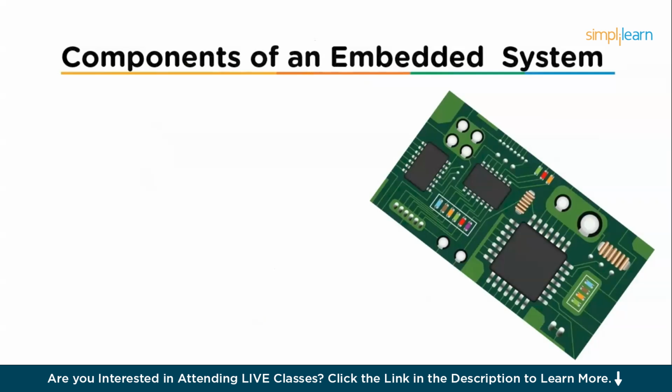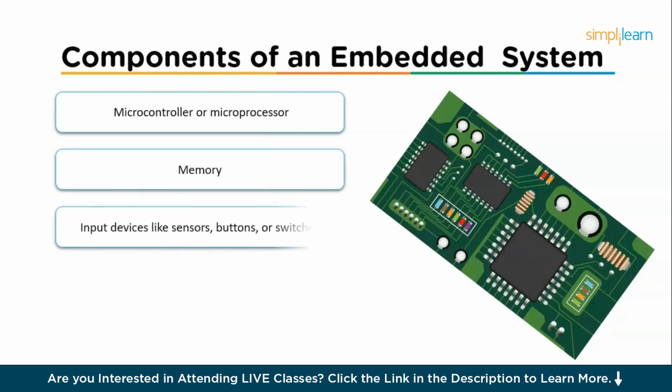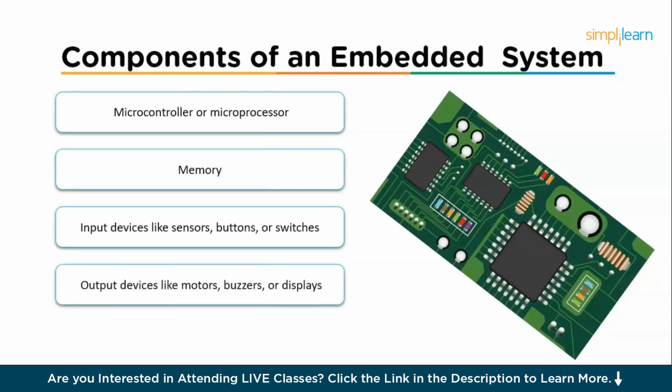Now let us see the components of an embedded system. First, there is the microcontroller or the microprocessor. This is the brain of the embedded system. Then there's memory used to store the software and data. Then input devices like sensors, buttons or switches allow the system to detect the environment or user commands. Output devices like motors, buzzers or displays perform the action, and finally there's software, often called firmware, which runs the logic. All of this is typically packed into a small circuit board.